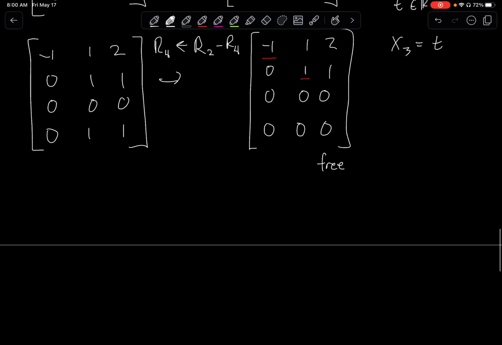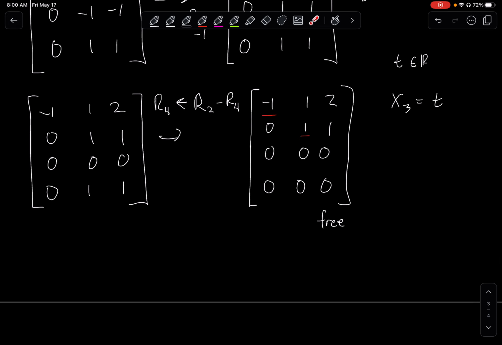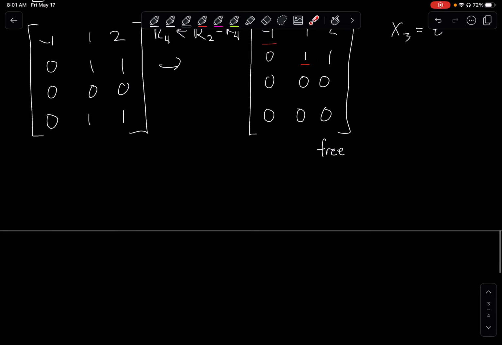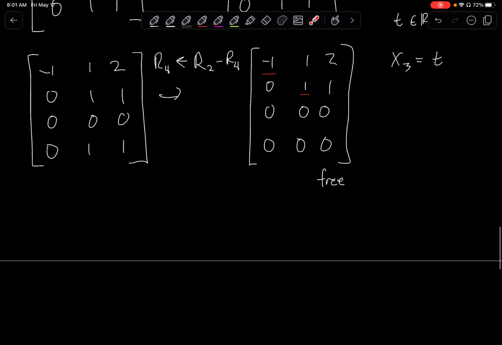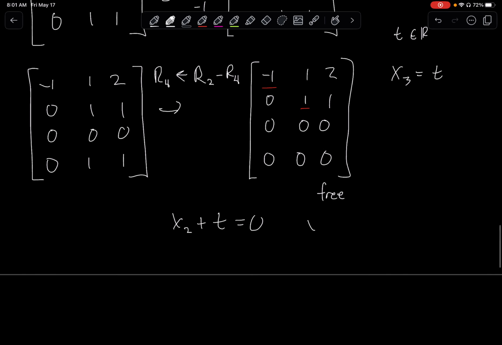With that, I can use the bottom-up approach. I can start with this equation, because these equations are useless, and find x2, since I already know what x3 is. Then I'll use that to find x1. So we work from the bottom up. The second equation gives me x2 plus x3, but what is x3? It's t. Every one of these equations is equal to 0, because it's implied that we are augmenting with the 0 vector. So what is x2? x2 has to be negative t.